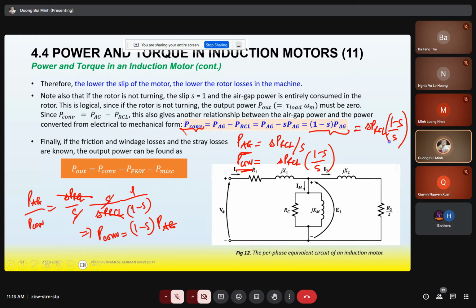It depends on the information given to us, we can calculate P_convert. And after you have P_convert, we subtract delta P frictional windage and subtract delta P stray. This is stray loss. Okay, you can get P_out. Any questions?